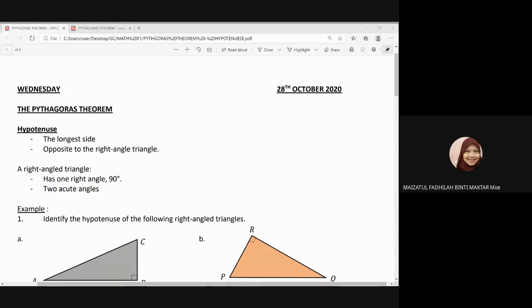So I hope all of you can see the notes that I show to you, and I hope all of you already write down this note. Alright, so the next chapter, or we can say our last chapter, the Pythagoras Theorem.